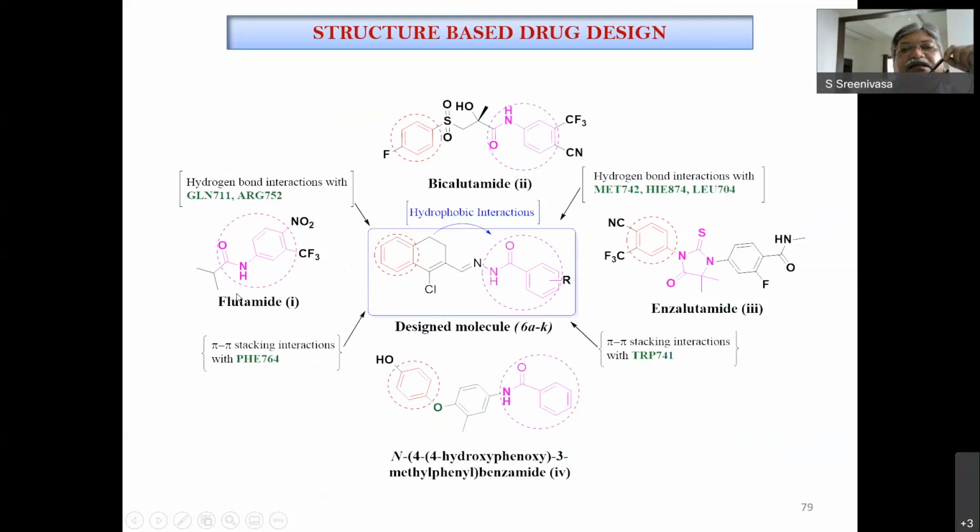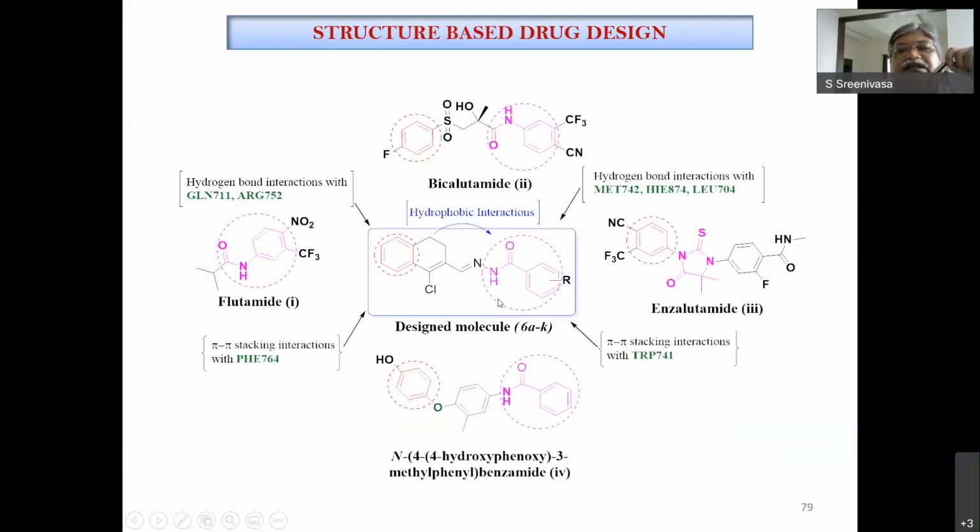See, these are the available drugs in the market. This is flutamide, bicalutamide, enzalutamide, etc. So what they have done is, see, here there is an amide linkage. Amide linkage is there. There is a thiohydantoin, a thiazole, okay, that linkage is there.